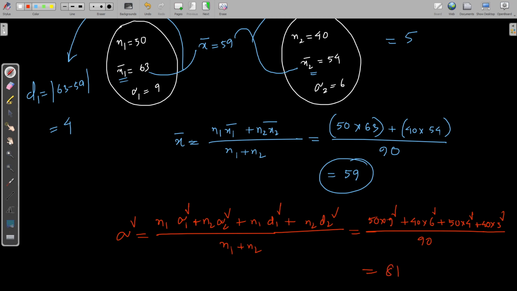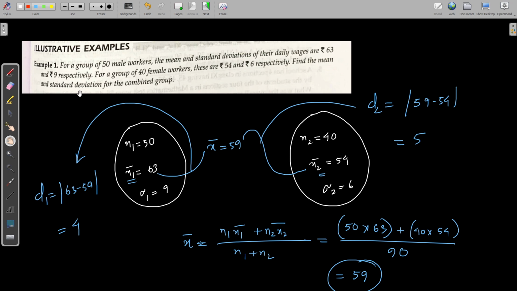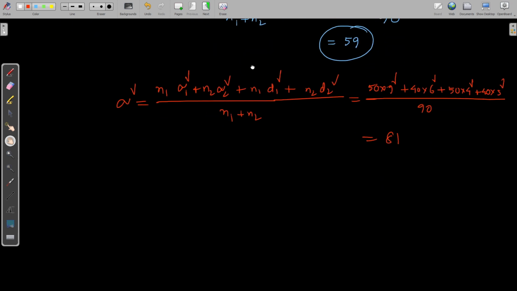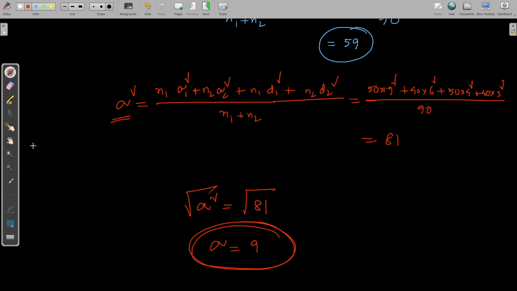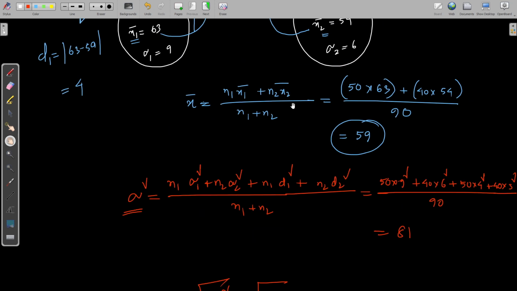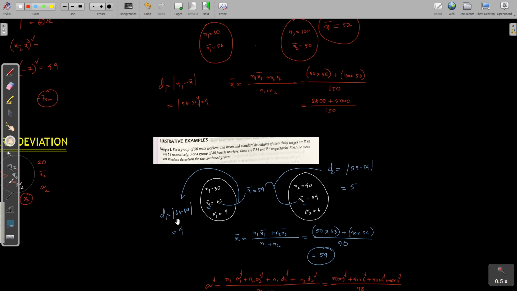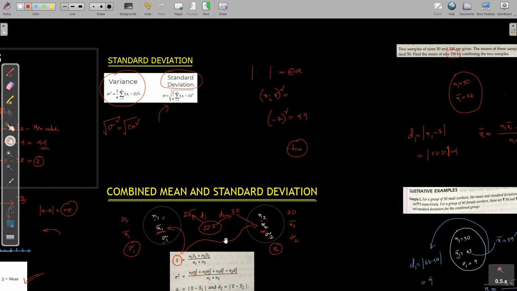Now see, they asked us to find the combined standard deviation, but what we calculated? We just calculated the variance. To find the standard deviation, what will we have to do? We will have to take the square root of the variance. So sigma will be 9. So 9 will be the combined standard deviation and 59 will be the combined mean. So I hope all of you understood the basics of the first part.